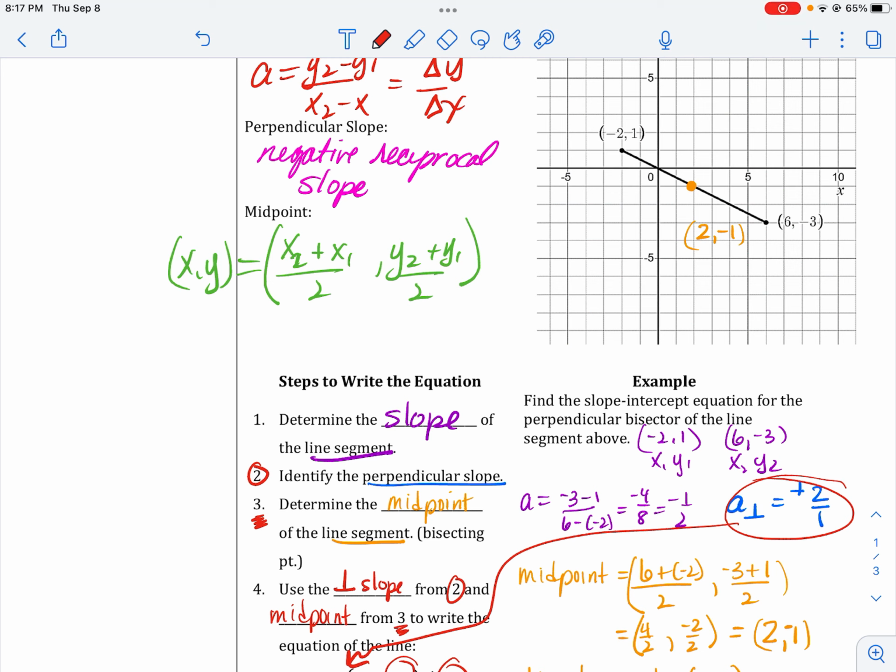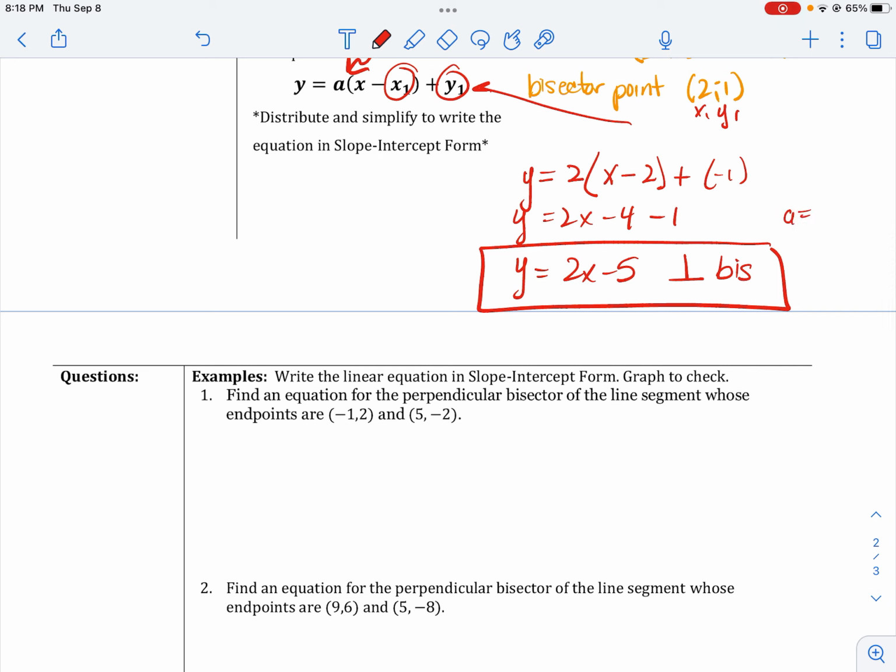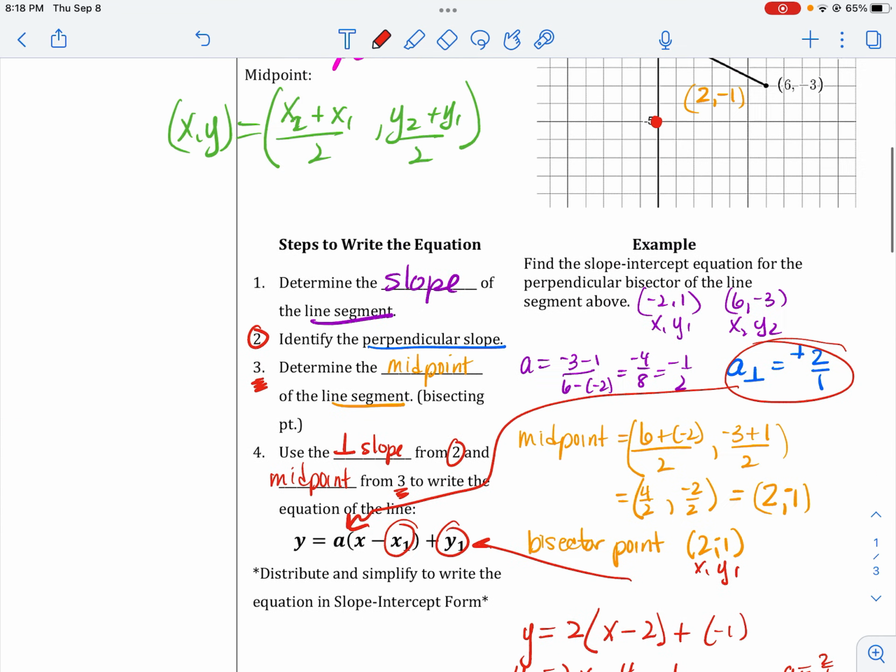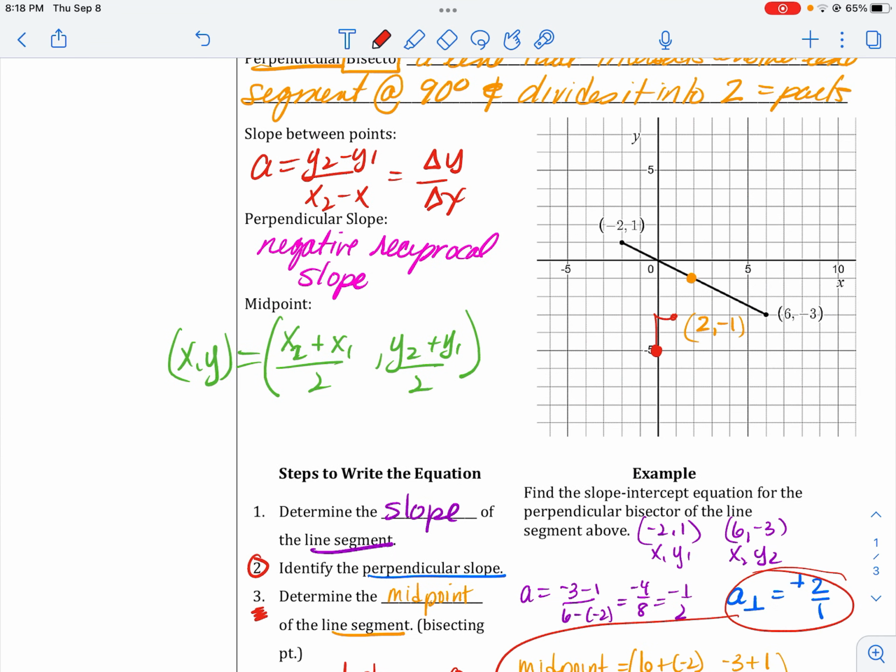So then to graph that, we start at -5. For this equation, a is 2/1 and b is 0, -5. So to graph that, 0, -5, up 2, right 1, up 2, right 1. So this is my perpendicular bisector: y equals 2x minus 5.